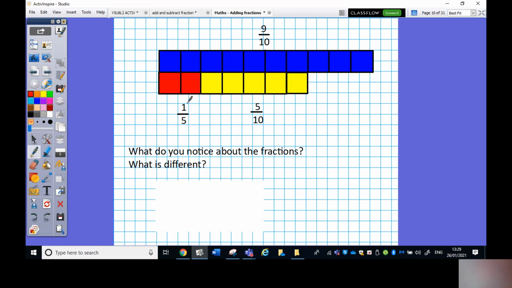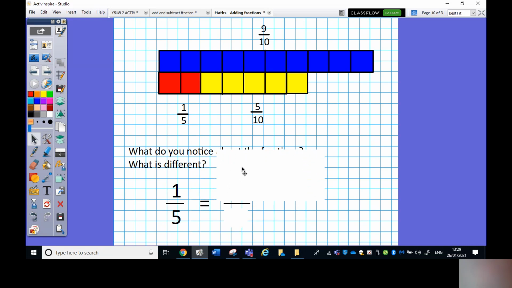Next, what do you notice about the fractions here? 9/10, 5/10, and 1/5. Tell me. And what's different? Yeah, absolutely. So these 2 fractions are tenths, but the denominator of this one is slightly different. So I need to convert 1/5 into tenths.